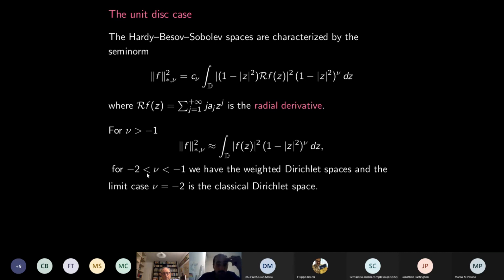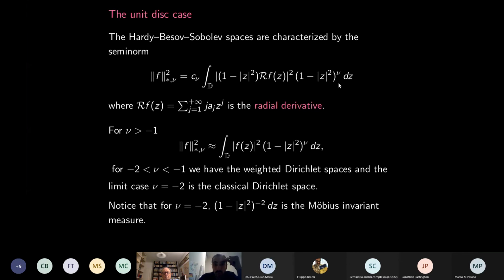But for nu between -2 and -1, this semi-norm identifies and defines the weighted Dirichlet spaces on the unit disk. And for nu equals -2, we have the Dirichlet space. In particular, for nu equals -2, the measure is the Möbius invariant measure, and this weight here cancels out with this weight here, and so in the Dirichlet case we only end up with the L2 norm of the derivative of the function.